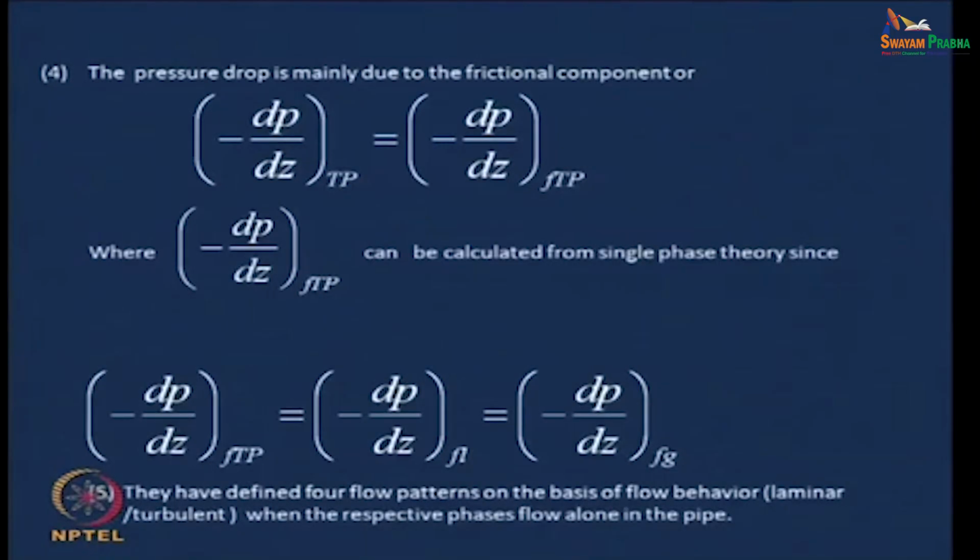So, therefore, the fifth assumption is that 4 flow patterns have been defined, as I have written down in my transparency, on the basis of flow behavior when the phases are flowing alone in the pipe. That means, it can be gas laminar, liquid laminar; gas turbulent, liquid turbulent; gas laminar, liquid turbulent; and gas turbulent, liquid laminar. The last one, of course, is something very rare, and therefore it is not widely used.